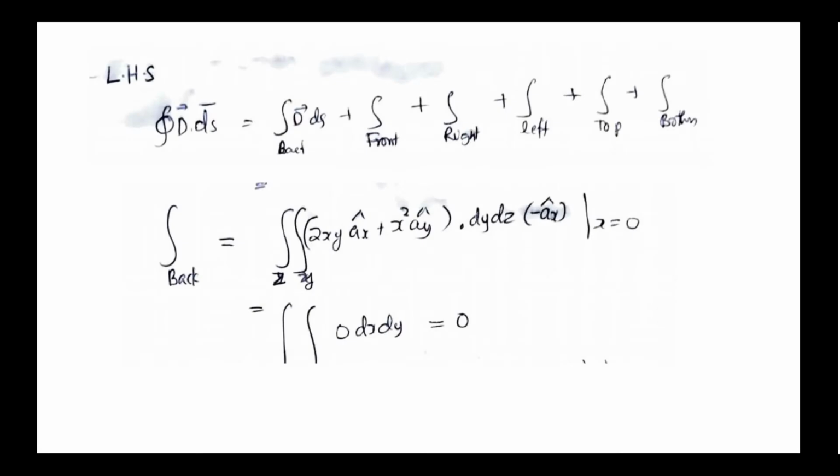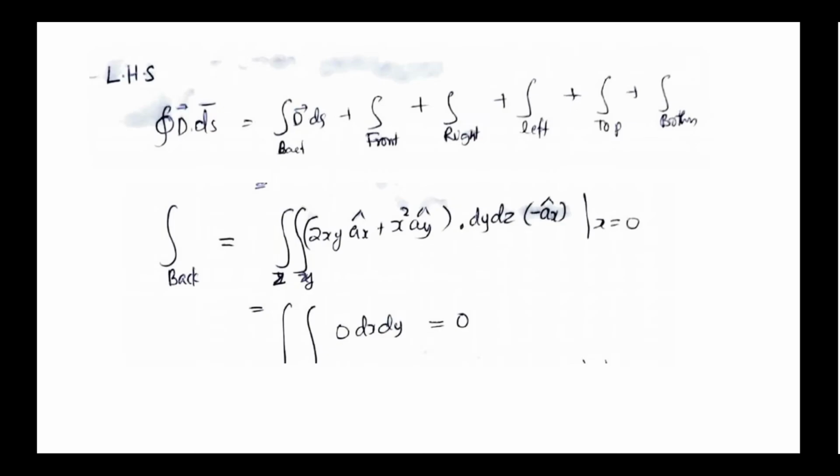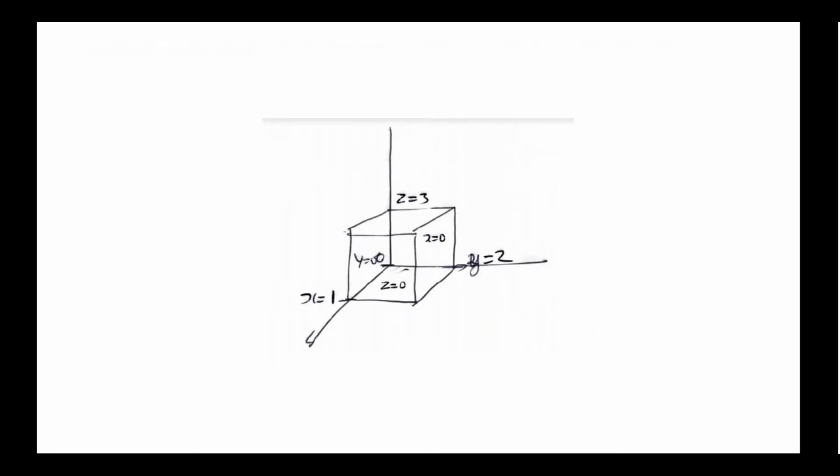Okay, now the LHS part of the divergence theorem is the closed integral D dot dS. If you want to calculate the closed integral, you have to calculate the sum over all the surfaces. As I showed earlier, you have to evaluate the integral on all the surfaces: back, front, right, left, top and bottom. Now let us consider the back surface only.